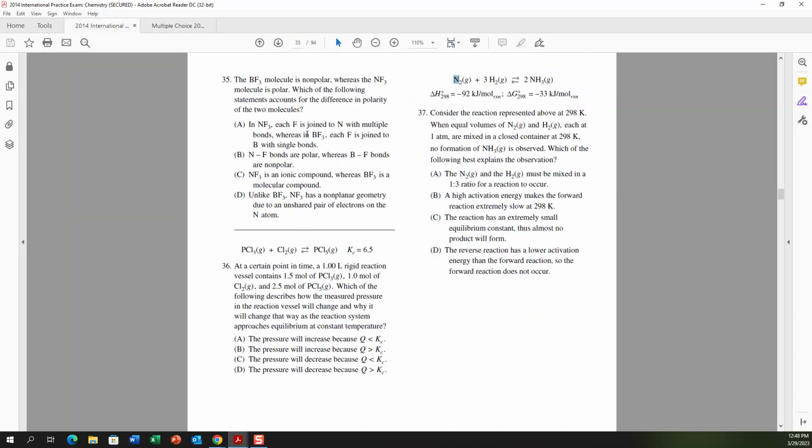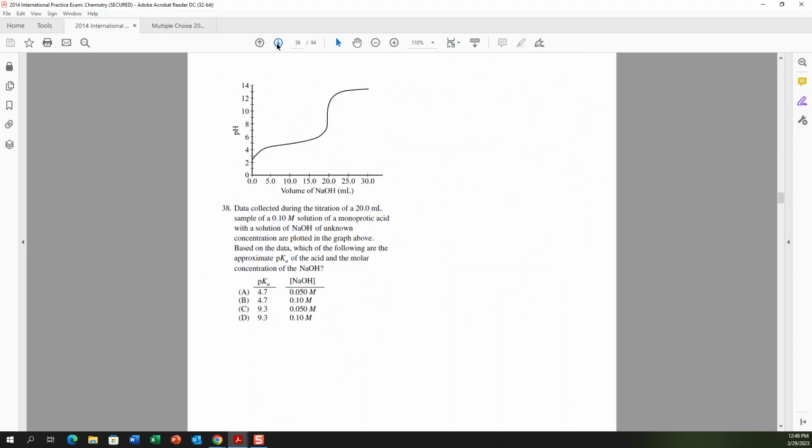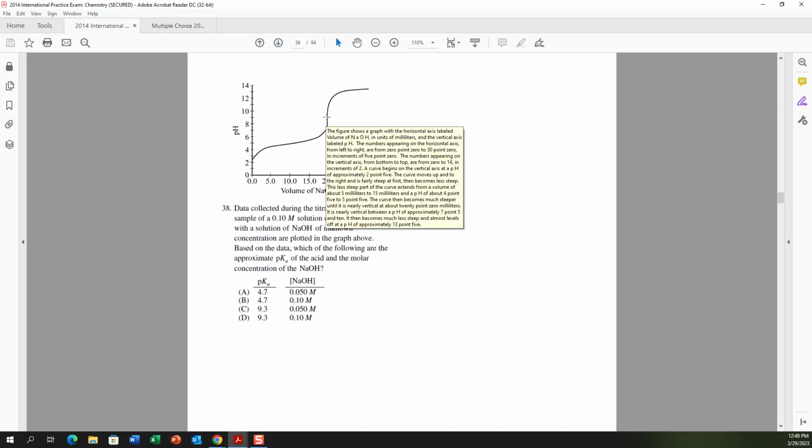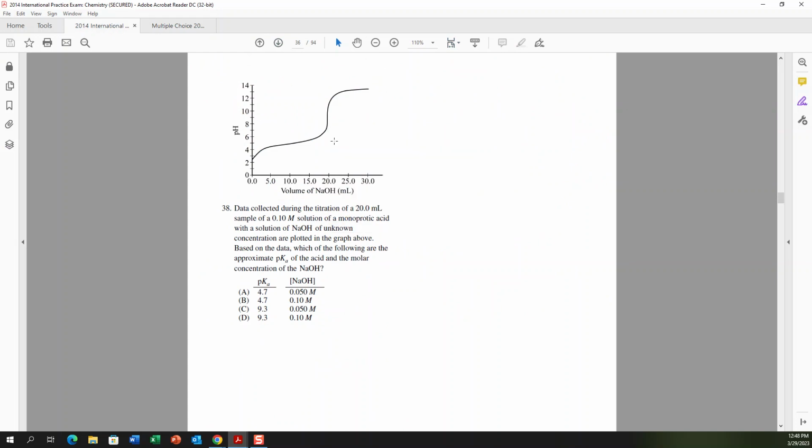All right, so let's go to 38. So we got our titration curve. Notice that the equivalence point here is above 7, so we know a weak acid was being titrated. That doesn't matter here. Remember, the equivalence point's at 20, so the half equivalence point's at 10. So the pKa would be here, right around 5. So I know they're asking me for the pKa, so I know it's either A or B.